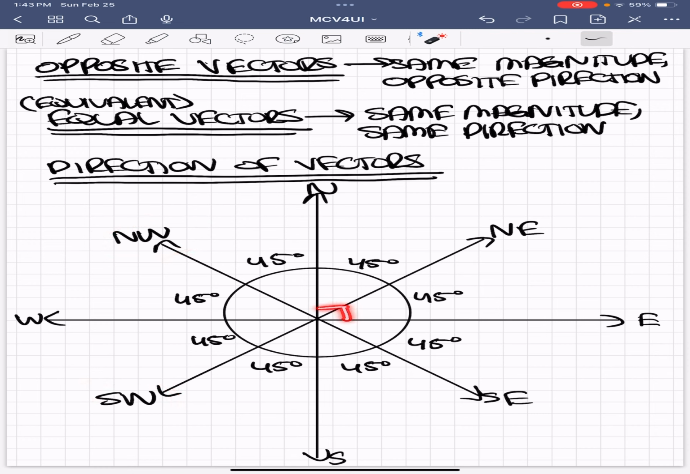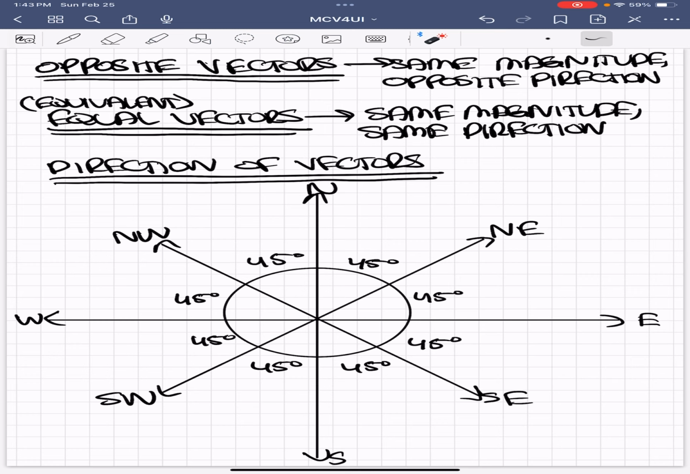90 degrees would be the degree distance between north and east. And halfway through, so directly northeast would be 45 degrees this way, and 45 degrees would be left over here. So this is a little bit about the direction of vectors.